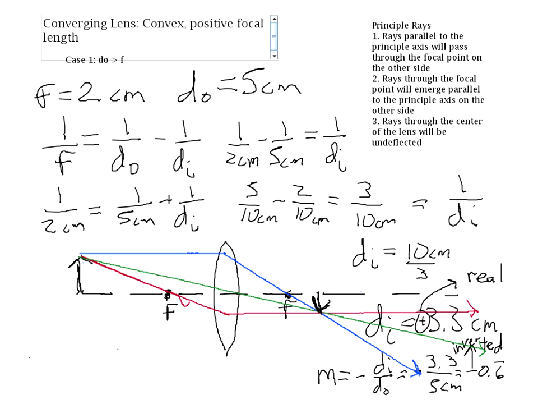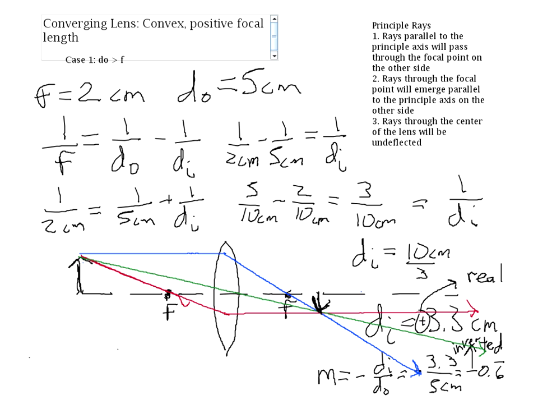Now, let's see how our ray diagram compares to what we found algebraically. First of all, 3 of those rays truly do converge at that point. And if the rays truly do converge there, then we call the image real. That matches what we got algebraically.